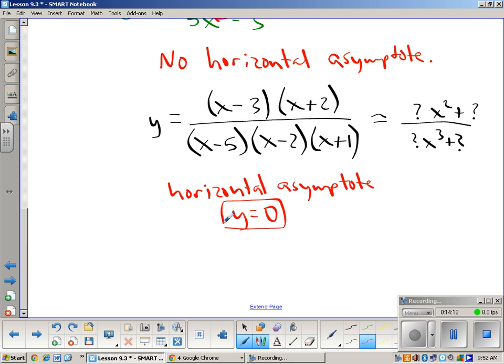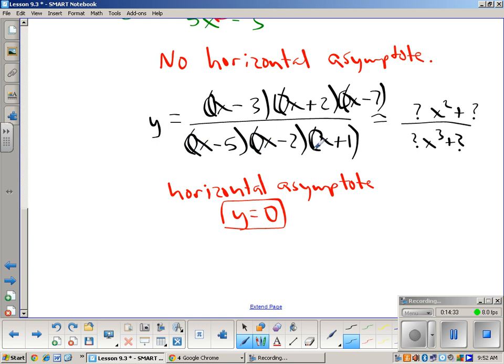Let's say I had just another x term, minus 7 here. So now they're the same degree. It would be 1 because there's no coefficient in front of the x. So it'd be 1 times 1 times 1 over 1 times 1 times 1.